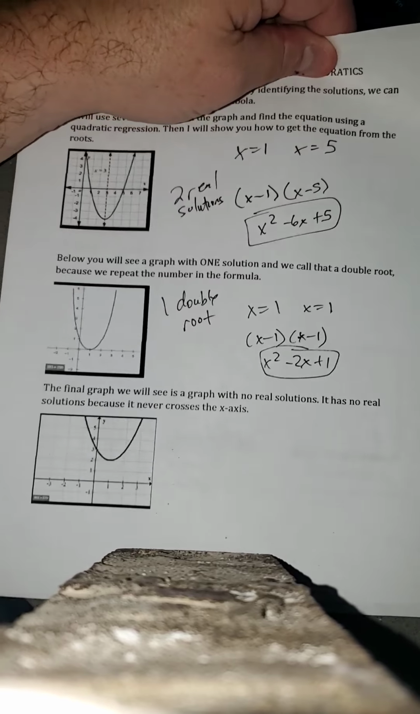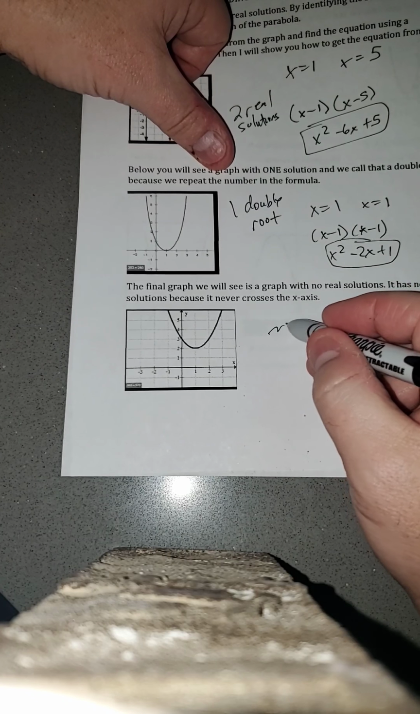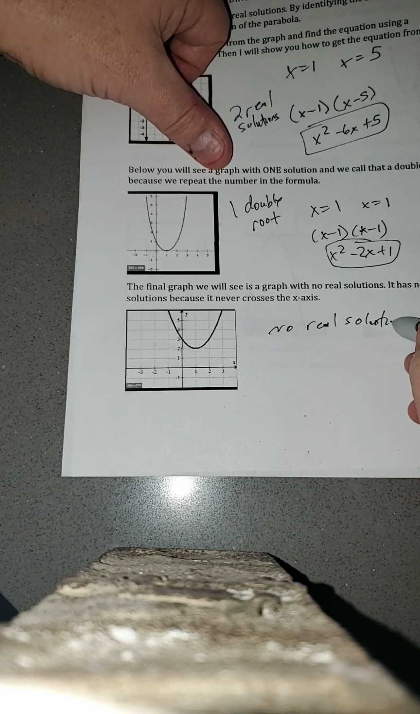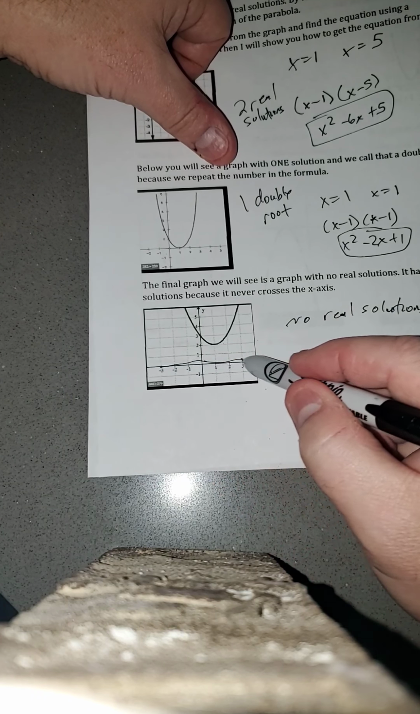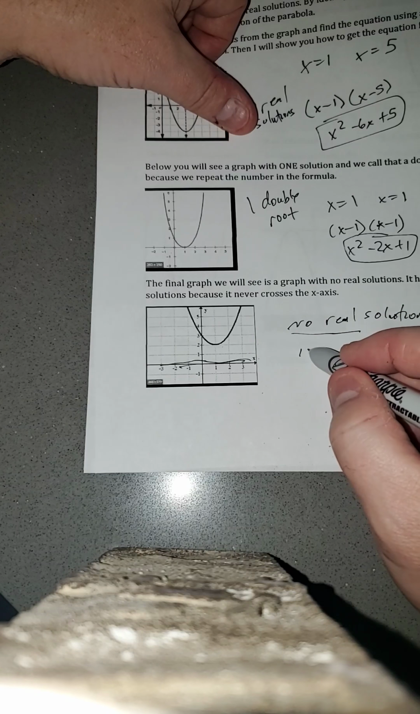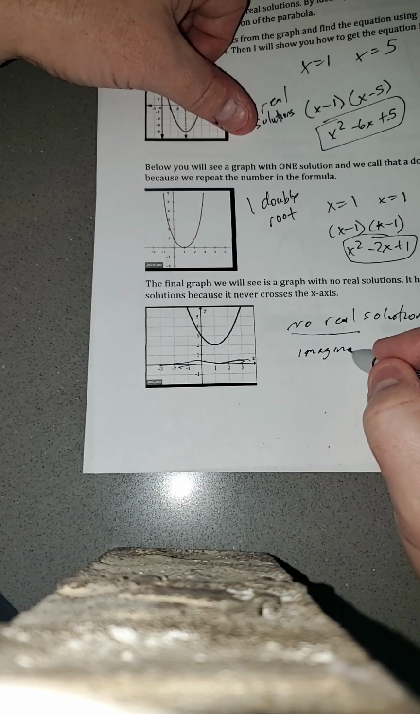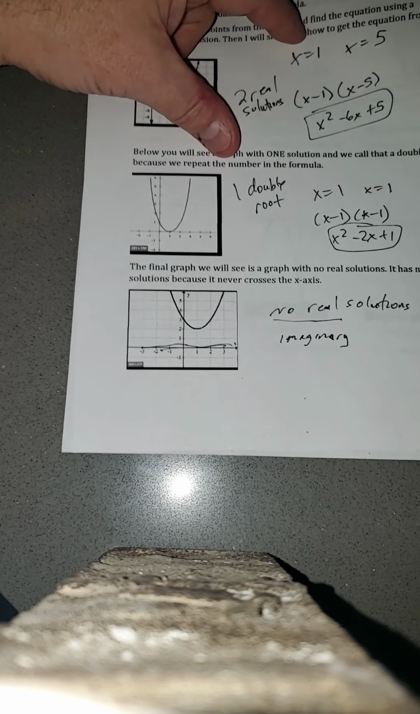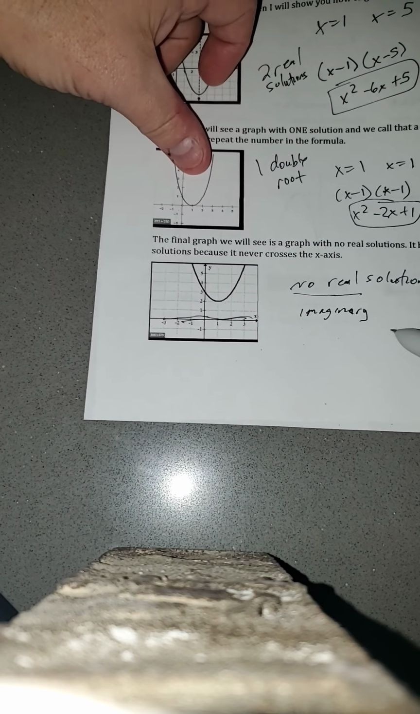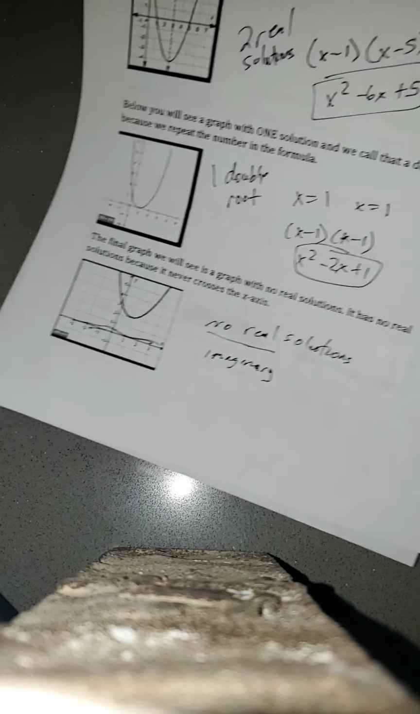The thing about this last one, though, this has no real solutions, and that's because it never touches the x-axis. So if there are no real ones, they must be fake ones, but we call those imaginary, and we'll learn more about imaginary numbers in further math after this class. But for now, just realize that this has no solutions or no real solutions.